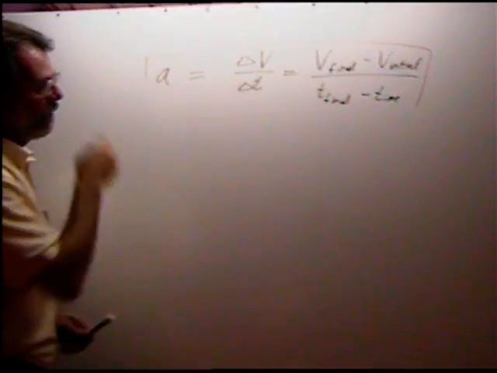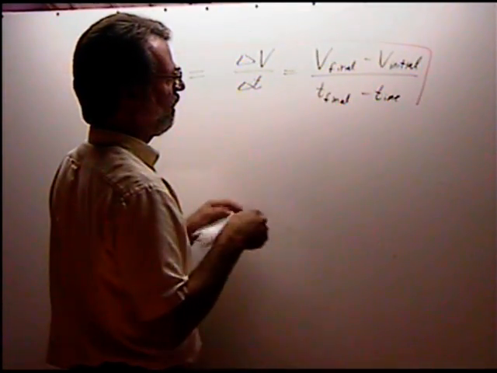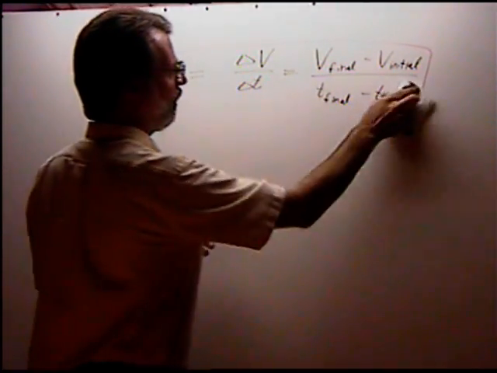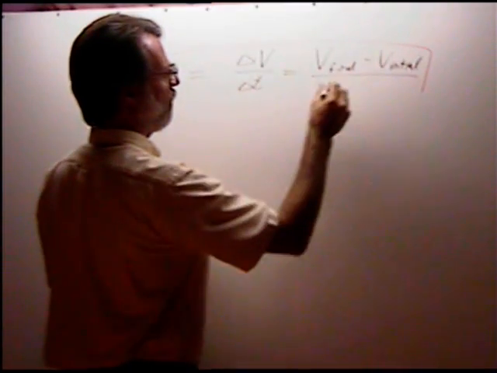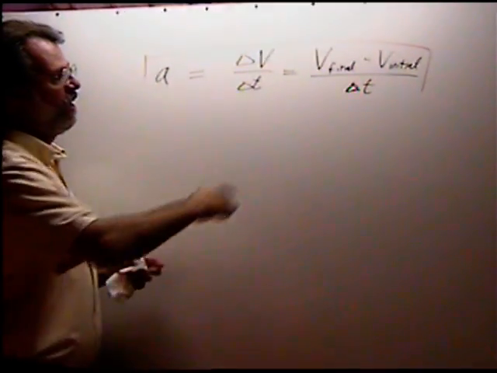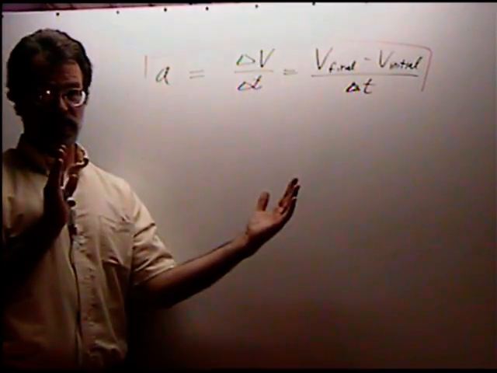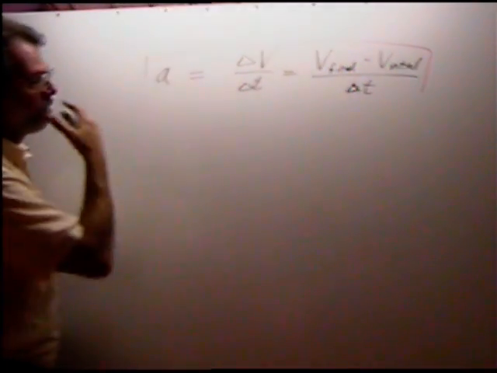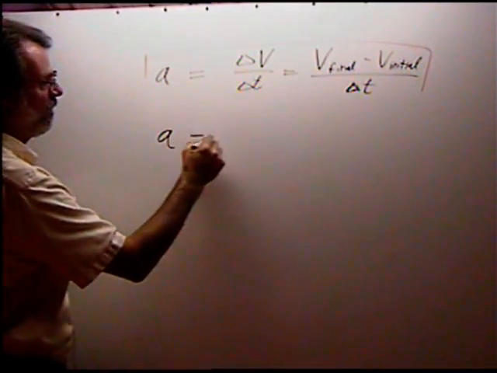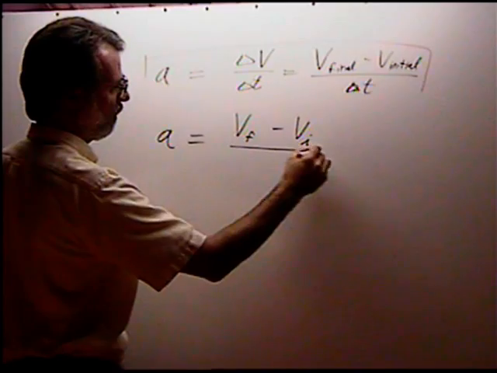Okay, let's look at this equation, but instead of talking about the final time and the initial time, we're going to leave the time just as delta t. So we'll talk about the initial velocity and the final velocity, but the time duration we're just going to call delta t. Okay? Let's take this equation, which is acceleration equals the final velocity, which I'll abbreviate, minus the initial velocity, divided by delta t.